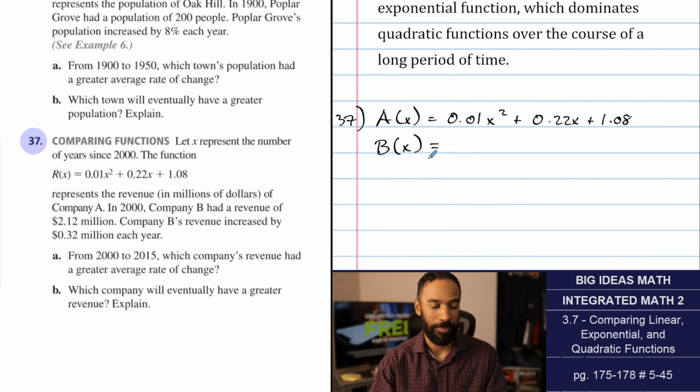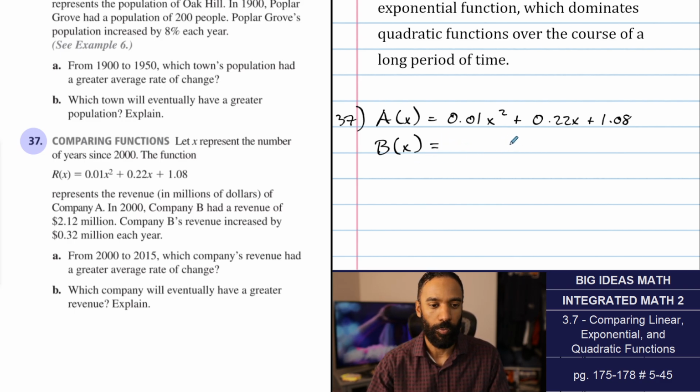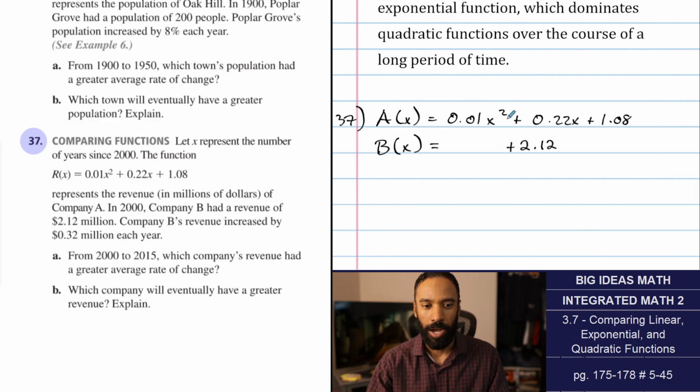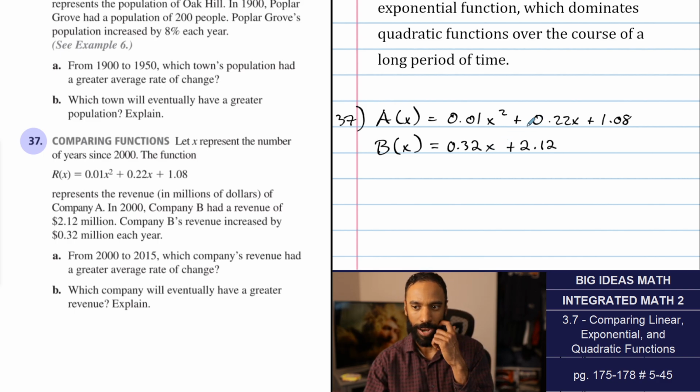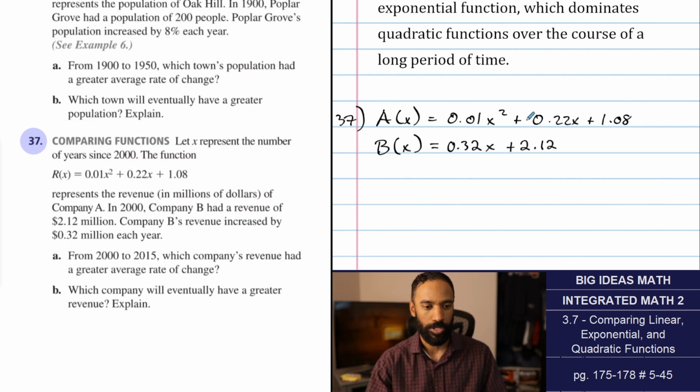Anyway, this next one's linear. It had a revenue of 2.12 million. This is in millions of dollars to begin with. So for this other one, I can put 2.12 million. This is like my y-intercept in the year 2000. That's what it said it had. And then it does 0.32 additional $1 million every year for X number of years. So that linear equation's here.